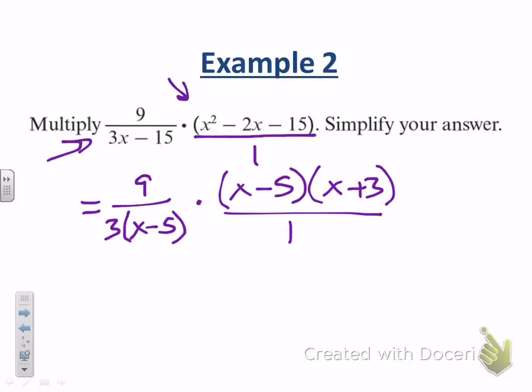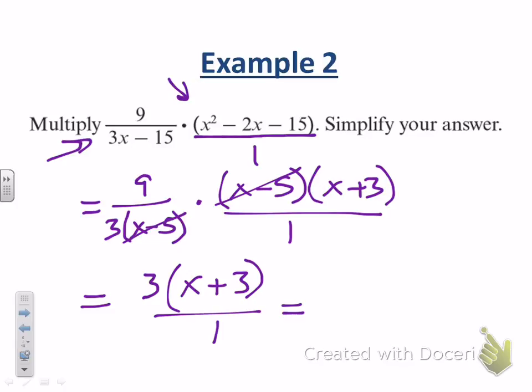If you have monomials like that previous example, they're easy enough to deal with. So what can cross cancel here? The x minus 5s can cancel. What else can cancel? The 9 over 3. 9 over 3 is just 3 up top, right? So I'm going to be left with 3 times x plus 3 over 1, and over 1 just makes it, so it's really not necessary to even put it there.